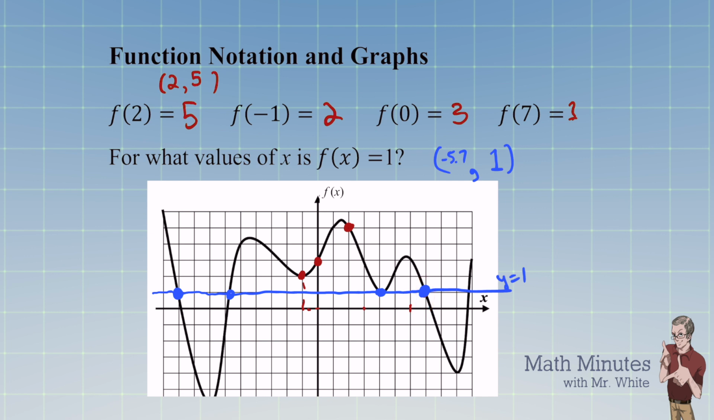Right, you see how we did that? We used the line y equals 1 to find the x values that could generate the output of 1. Because that's, again, what you're asking: we've got this machine, f, when does it output 1? It would output it at those 4 different values.